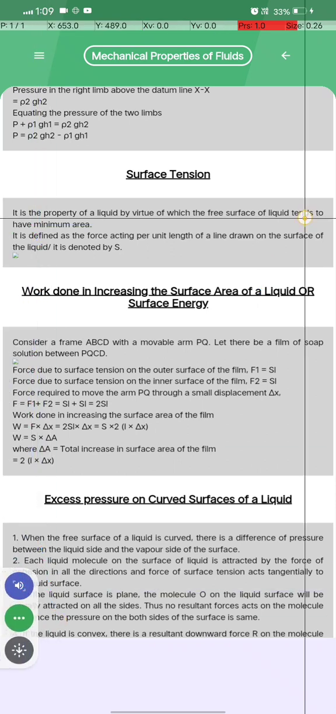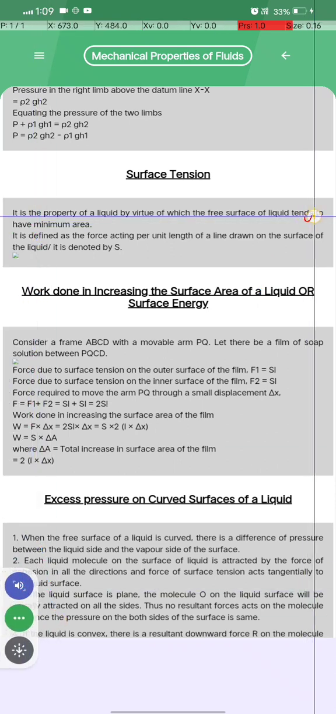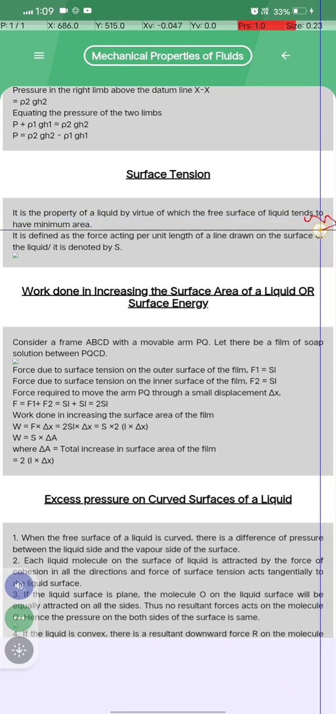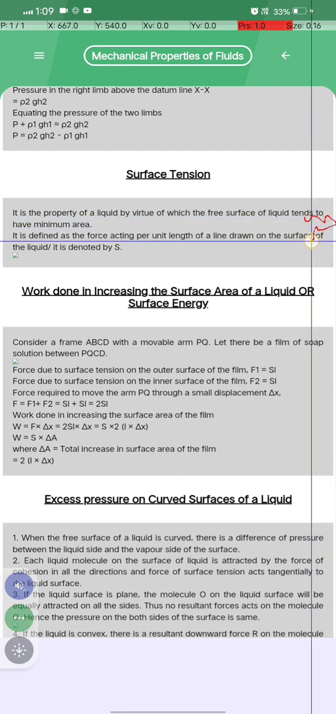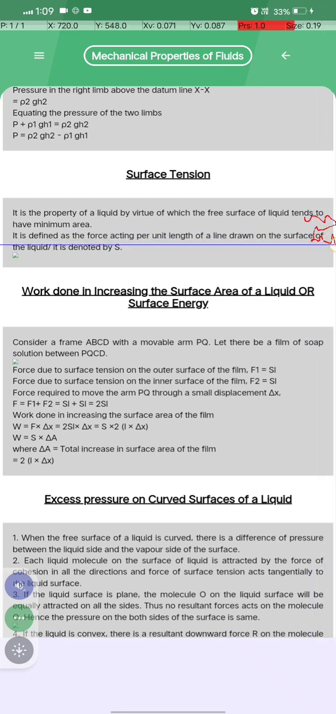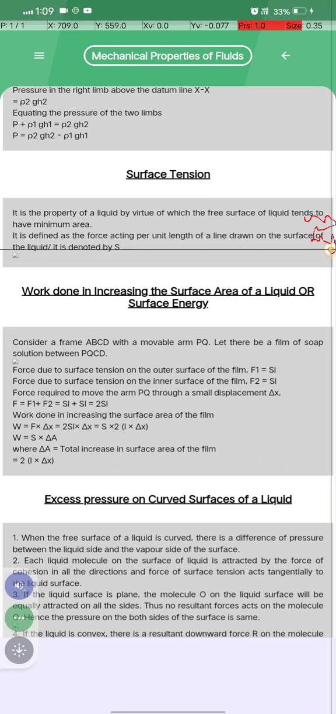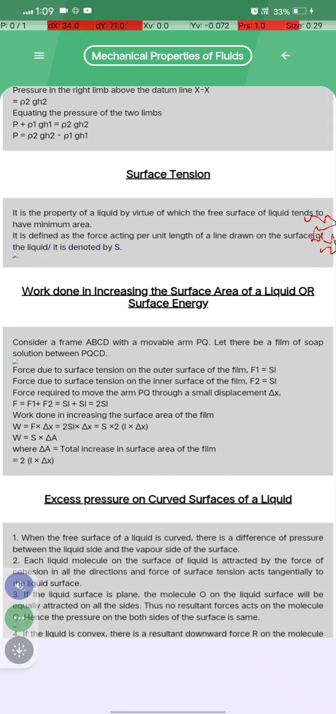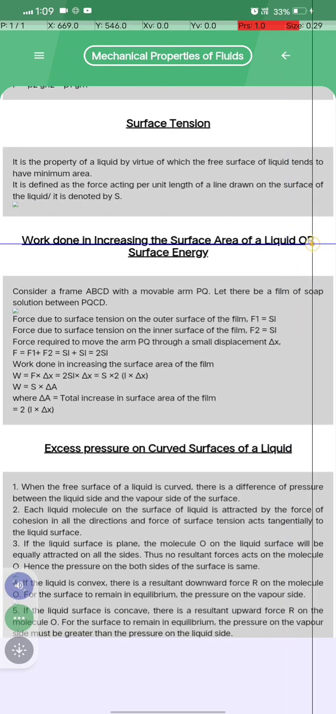सरफेस टेंशन क्या होता है? It is the property of a liquid by virtue of which the free surface of the liquid tends to have minimum area. It is defined as the force acting per unit length of a line drawn on the surface of the liquid, and it is denoted by S. Okay, और इसमें कुछ भी नहीं है. अगला इसमें है वर्क डन क्या होता है.